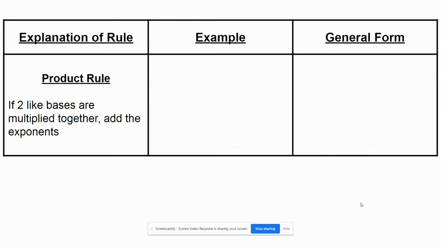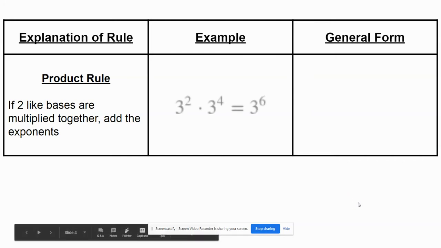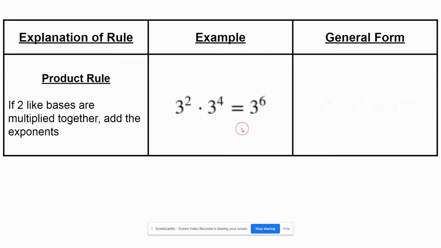Next one is our product rule. So I have 2 like bases. That means the big number on the bottom. They're being multiplied together. I'm going to add the exponents. So for example, if I have 3 squared times 3 to the 4th, that becomes 3 to the 6th. Because I have 2 3's here and 4 3's here, so altogether I have 6 3's that are multiplied together. And there's my general form there.